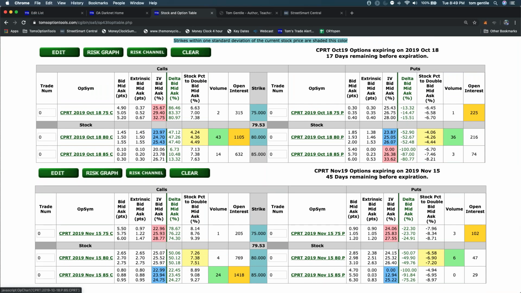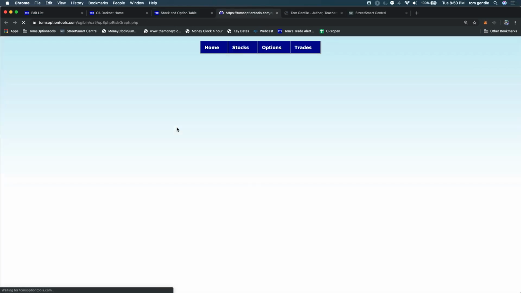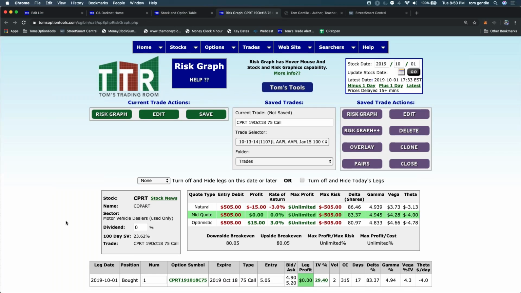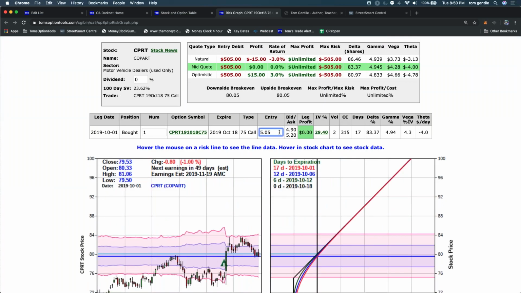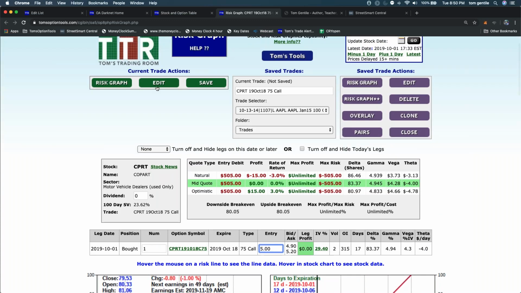So if I looked at, for instance, the 75 calls, and if I could get those for 5 points, because I like that $5 or less. If I could buy one of those for $5, let's look at a risk graph of that. There's a reason why I actually kind of like this trade right here. Now let's say I'm going to limit this in at 5. You never know, it might get filled. It's amazing how some of these things work.